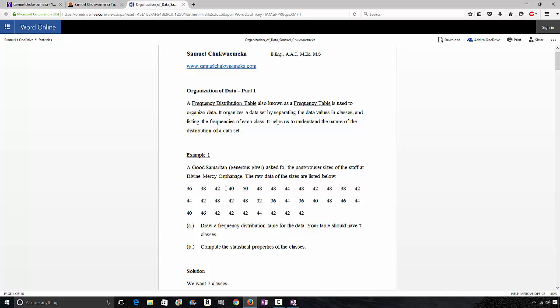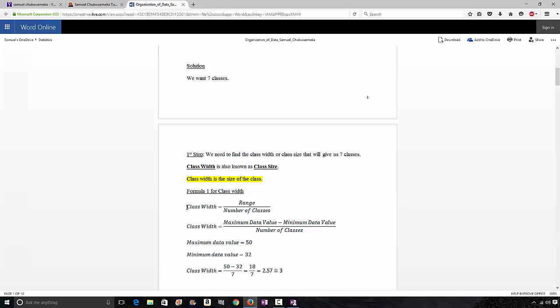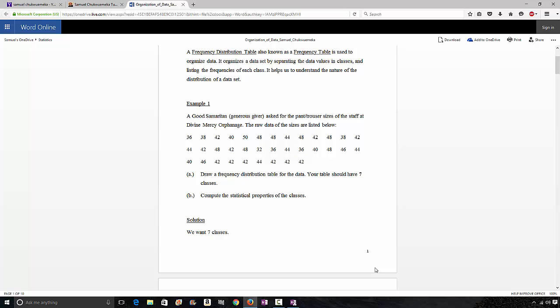So, what you want to do first: we know that it's 7 classes. So the first thing we want to do is to get the class size or class width. We have a formula for that. The class width is equal to the range divided by the number of classes. Here they gave us 7 classes, so we shall have to organize this data in 7 classes.